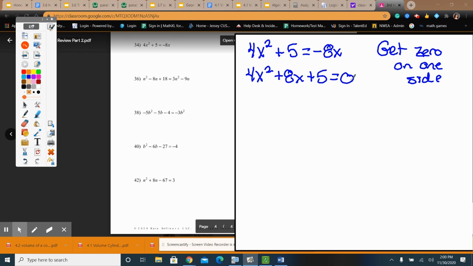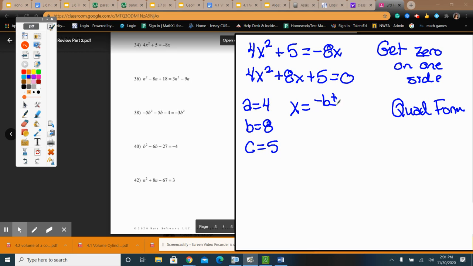Now, if you were good at completing the square, this would be a good one to do completing the square on. But some of you see the 4 in front, you're like, not even going to mess with it. And that's perfect. So I would say most kids will do quadratic formula here, and that's what I'll do first. And then I'm going to show you how it would have been a little bit easier with completing the square. So quadratic formula means A is 4, B is 8, and C is 5. And now we'll plug it in.